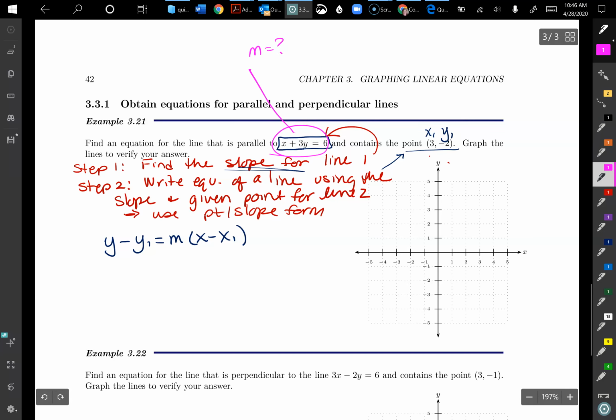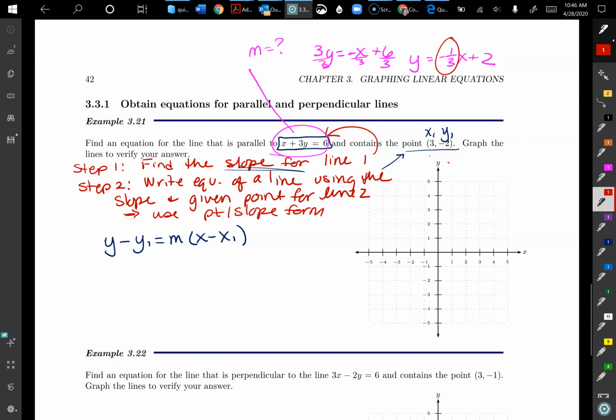Okay. So we would have 3y equals -x plus 6, and then divide everything by 3. And we get y equals -1/3 x plus 2. What we only care about is the slope here. So we're going to take that -1/3 and we're going to put it in for m down here. So let's go ahead and plug our stuff in.